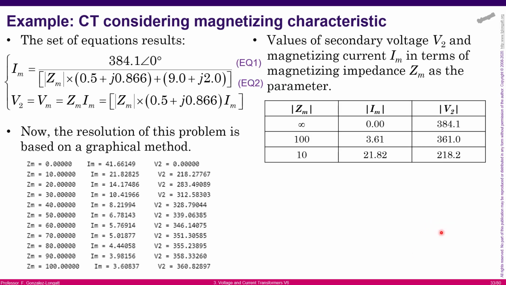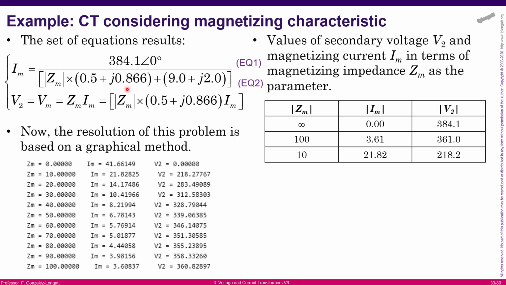When we combine equation 1 and equation 2, we realize that we have a very interesting problem, because in equation 1, the unknown variables are the magnetizing current and the magnitude of the magnetizing impedance. But on the other hand, in the second equation, the unknown variables are the magnetizing voltage and the magnetizing impedance. In this case, we have two equations, but the issue is that we have three unknown variables. Okay.